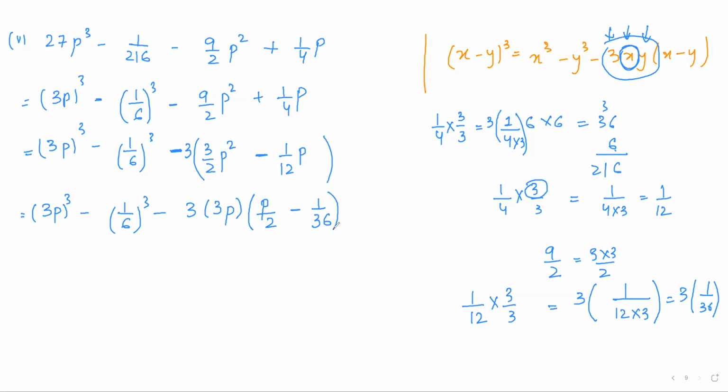Okay. Now next, I have to take my y outside, right? So let us bring the y outside. So 3p whole cube minus 1 upon 6 whole cube minus 3xy. So 3 into x is already here. Now your y is what? 1 upon 6. This is your y.